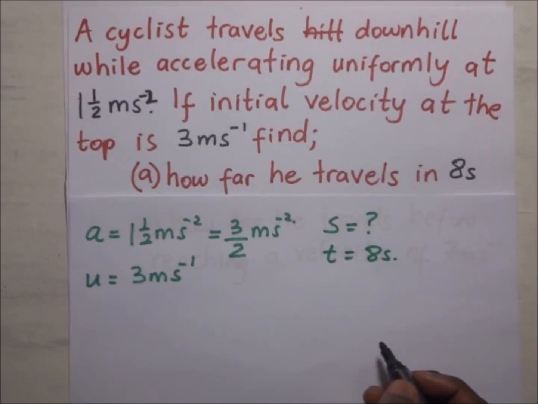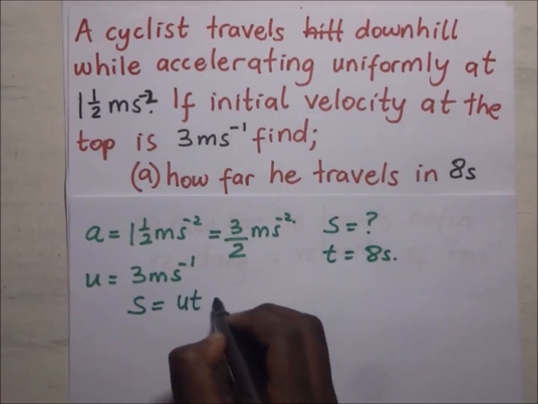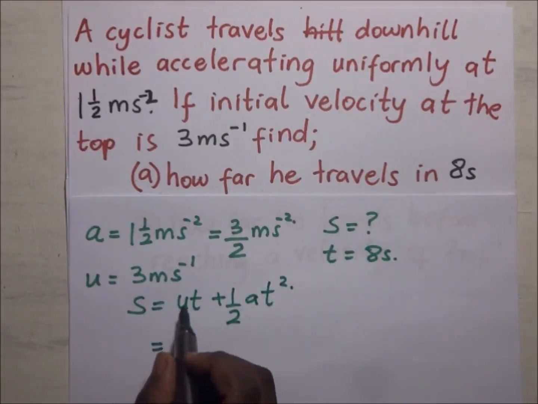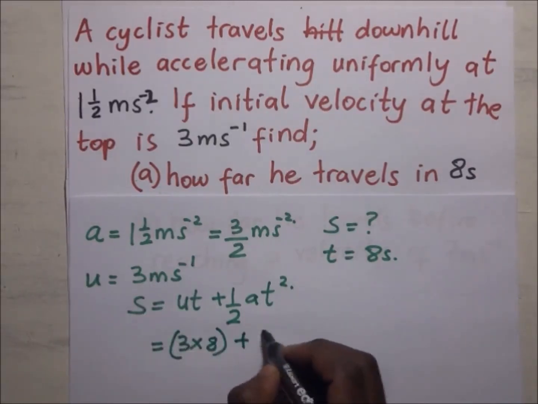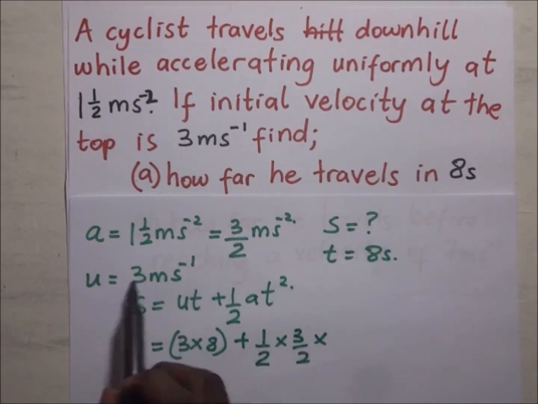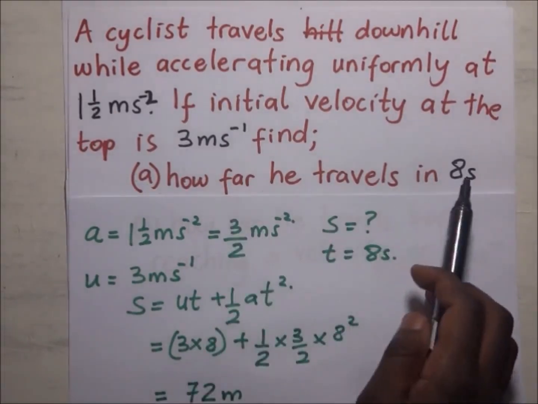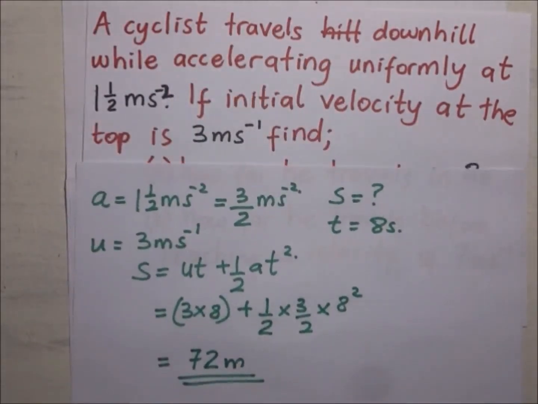So now from our equations of motion, they want us to find the value of s. If we use s is equal to ut plus a half at squared, that's going to be u, our initial velocity, 3, times time, which is 8, plus a half times our acceleration, 3 over 2, times time squared. Our value of t is 8, so it is 8 squared. And therefore when we sum all this up, we end up with 72 meters. So in 8 seconds, the cyclist will have traveled 72 meters, and that's our answer.